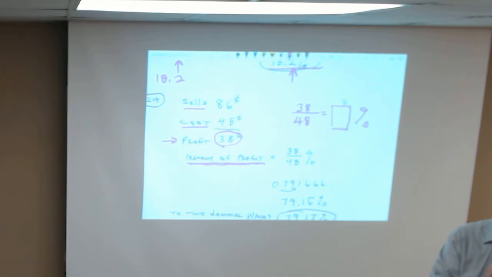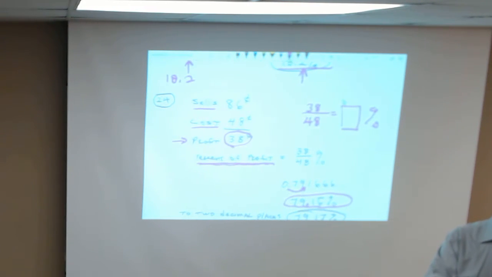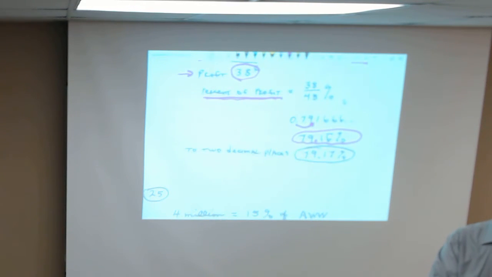And what's 38 divided by 48? Got your calculator there? 0.791666... So if I change that to a percent, I move it 2 places over, and it's 79.16%. And that'll probably be one of the answers too. But look what it says in the instructions. To 2 decimal places.